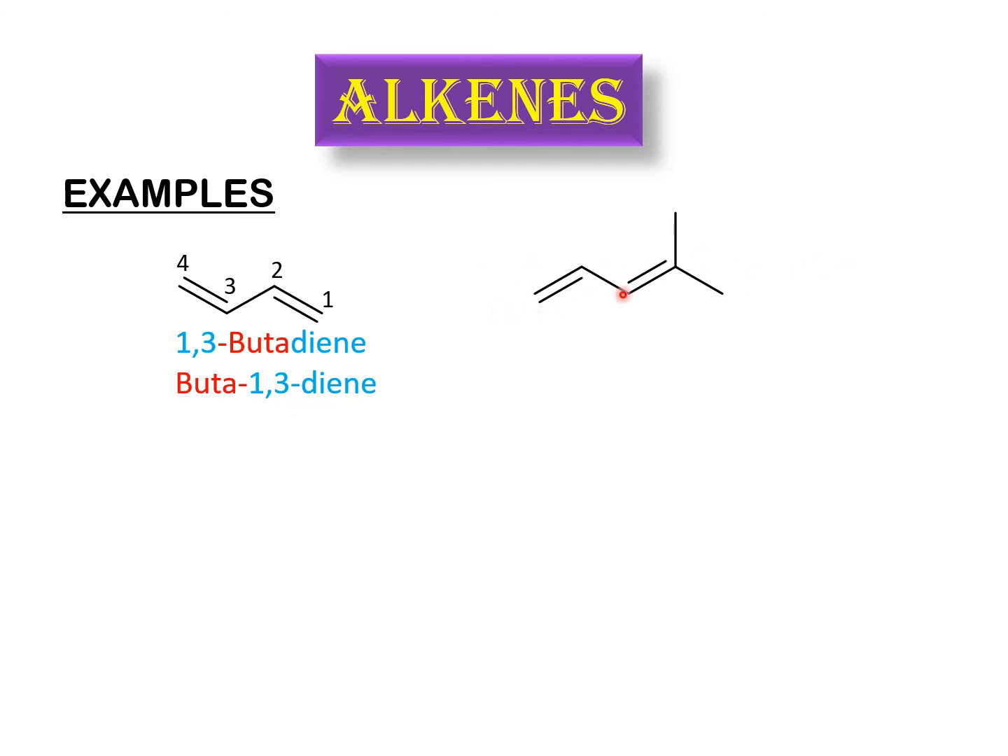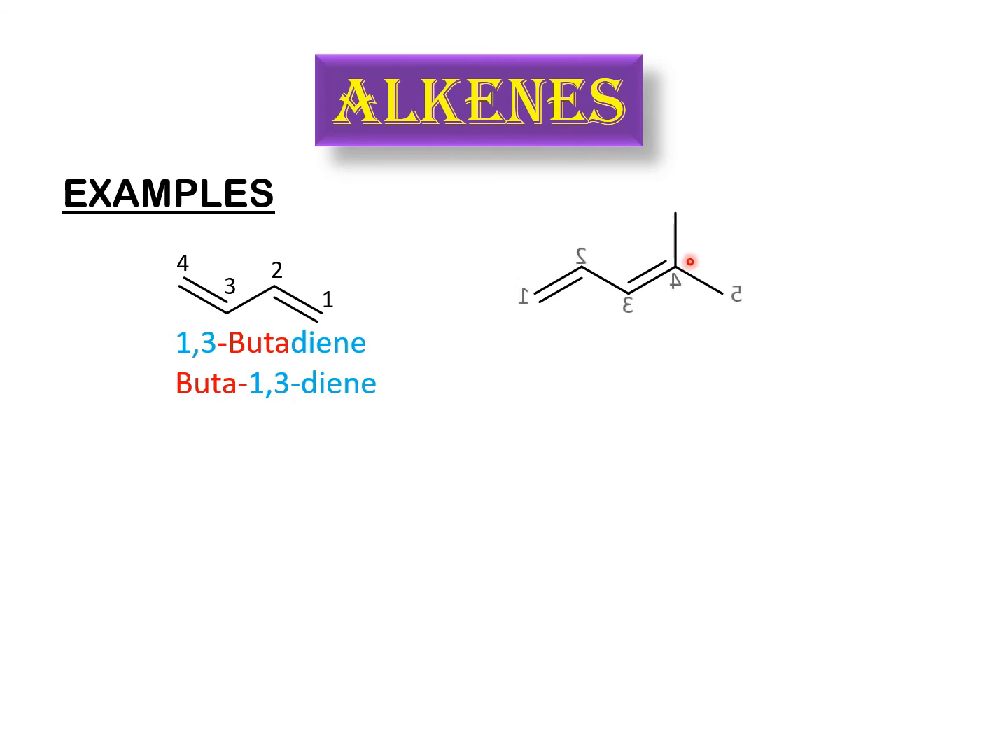Here we have another example again with two double bonds, and now the chain is longer. We have 5 carbon atoms, and of course a methyl substituent is here. In this case, the positions of the double bonds are different. From left, they are at 1 and 3. From right, they are at 2 and 4. So you start from the left so as to give the lowest position to the double bonds.